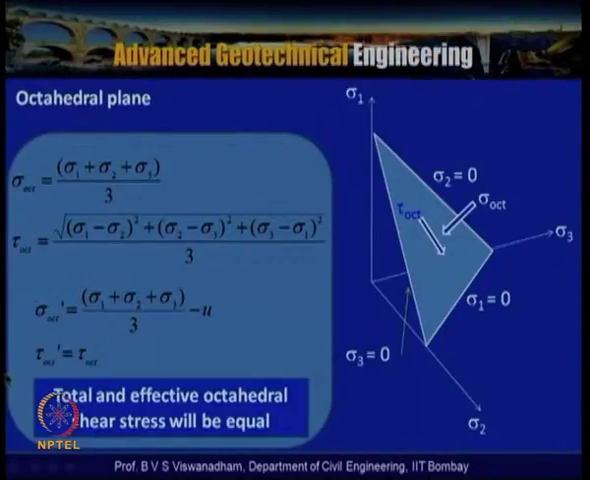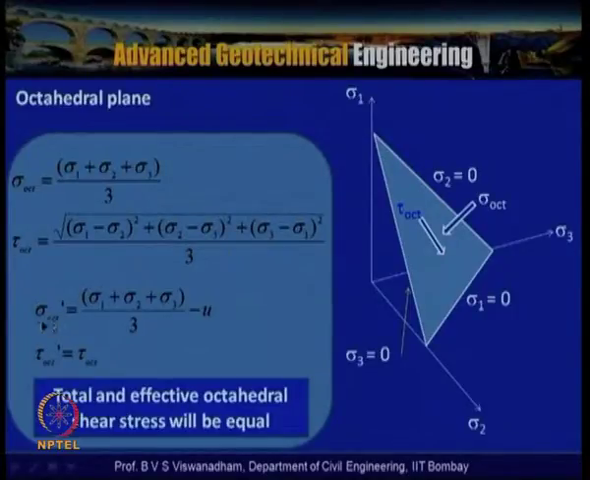Further, what we can get is sigma octahedral, which is nothing but sigma 1 plus sigma 2 plus sigma 3 by 3, and tau octahedral, the shear along the octahedral plane. That means on this octahedral plane, the normal to the plane is sigma octahedral and along the plane is tau octahedral. So sigma octahedral is sigma 1 plus sigma 2 plus sigma 3 by 3, and tau octahedral is the square root of sigma 1 minus sigma 2 whole square plus sigma 2 minus sigma 3 whole square plus sigma 3 minus sigma 1 whole square, divided by 3.